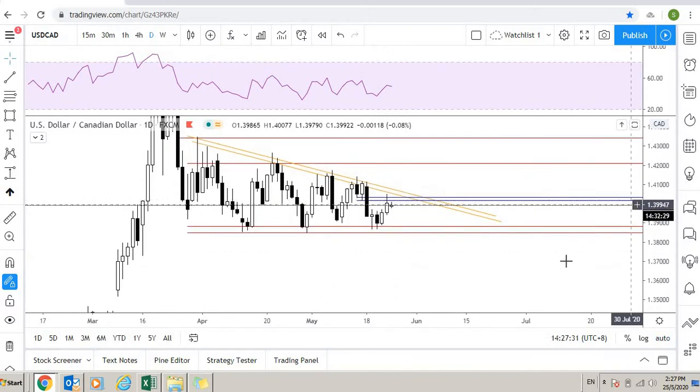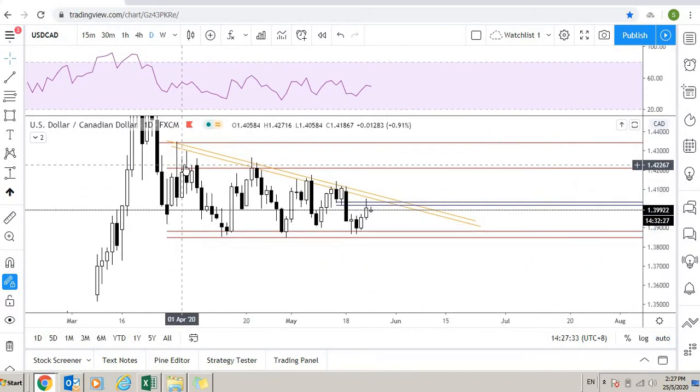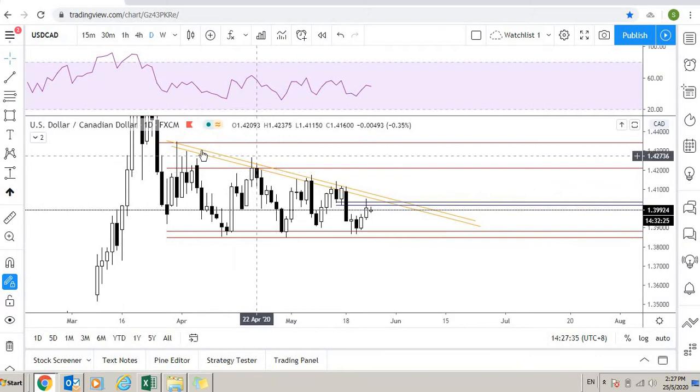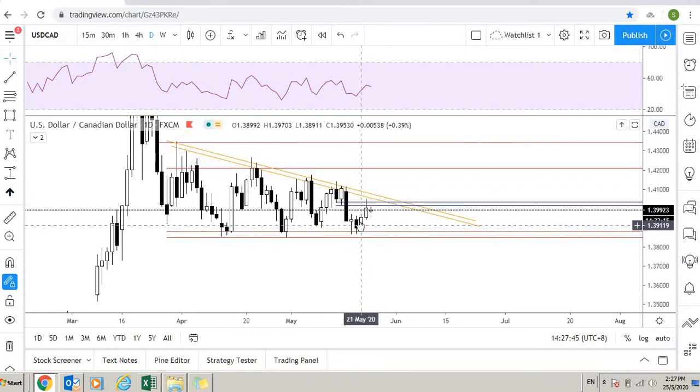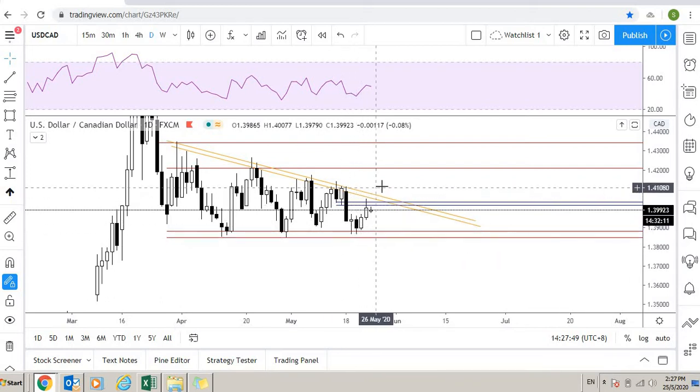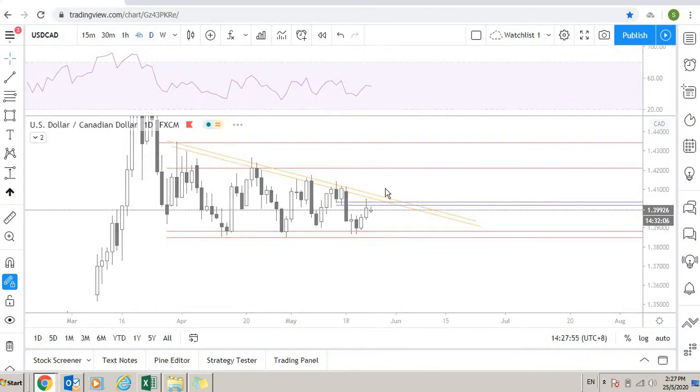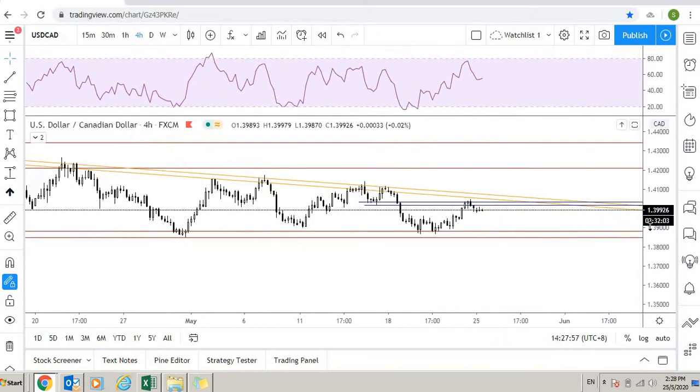USD CAD, basically we can see the price in the past few weeks is actually ranging, but we can see there is a momentum build up to the downside. So this is the downtrend, and the price basically bounced back from this support area, and now is entering into the downtrend resistance. So we can zoom into 4 hours and see what the price action is doing.